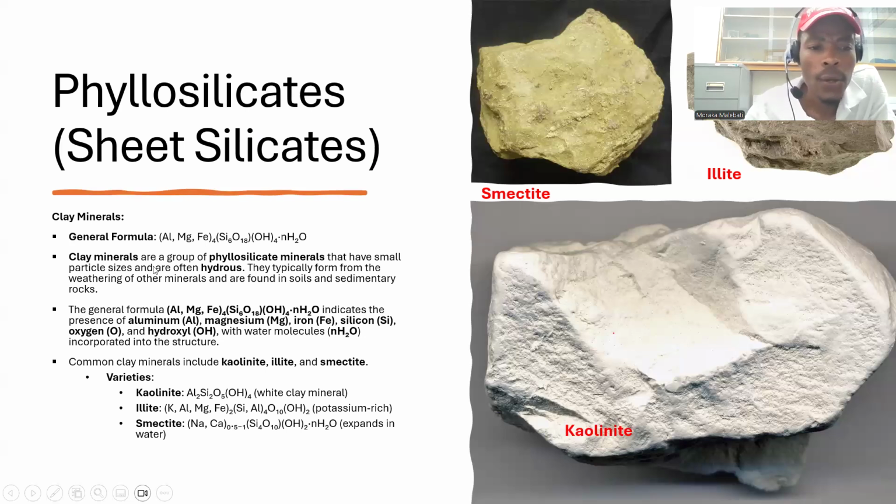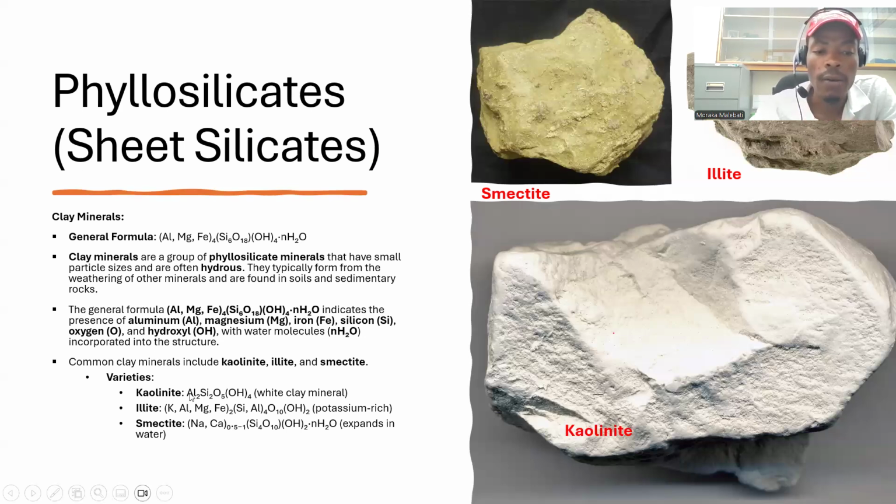Clay minerals are a group of phyllosilicate minerals that have small particle sizes and are often hydrous, which is why the general formula has this H2O. They typically form from the weathering of other minerals and are found in soils and sedimentary rocks. So when you are classifying sandstones, for example, you are going to be checking the clay matrix.